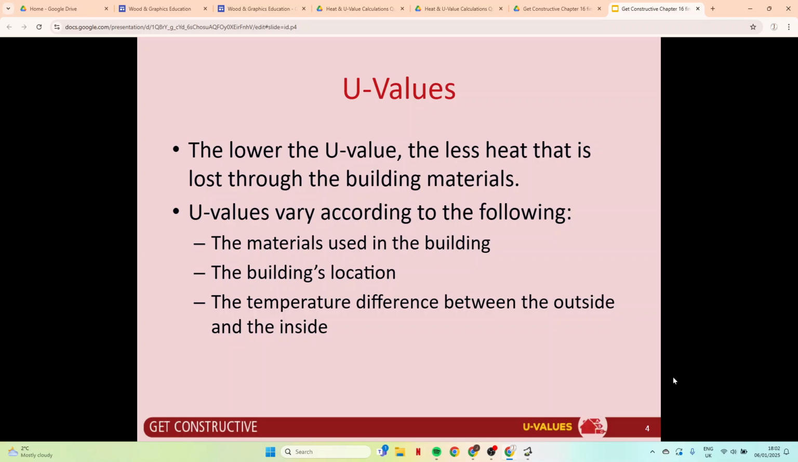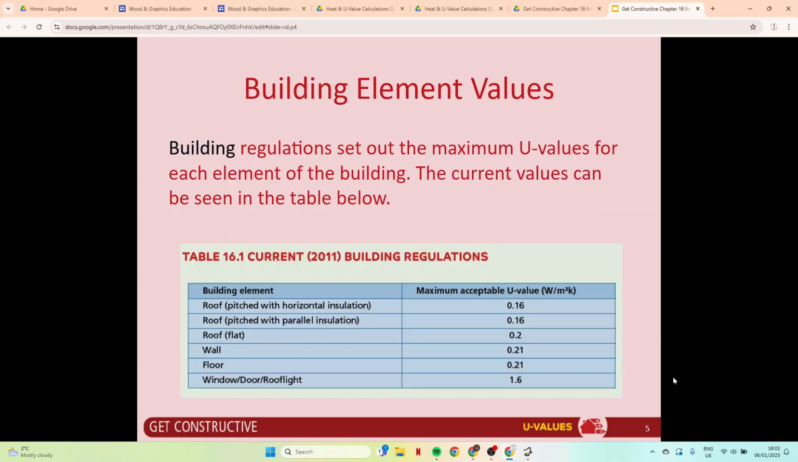U values vary according to the following. You have the materials that are used in the building. Every material is slightly different. Building's location, the temperature difference between outside and inside, and so on and so forth. Okay? But what we will look at is the whole environment.